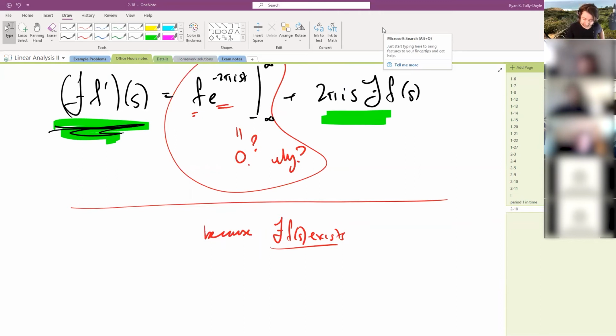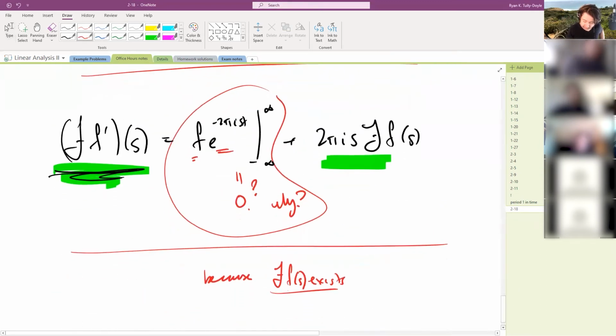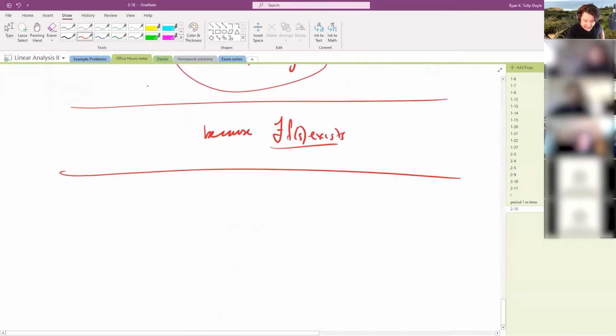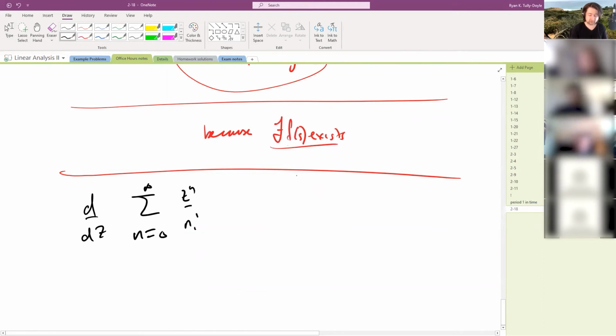Now, as far as quiz 3 goes, which question? Let's do the easy one first. Yeah, can we just do both? Because I got a little bit of points on both. All right, both of them. d by dz of the sum from n equals 0 to infinity of z^n over n factorial. All right, somebody tell me what to do.